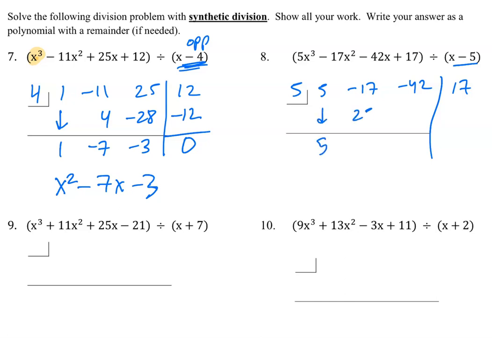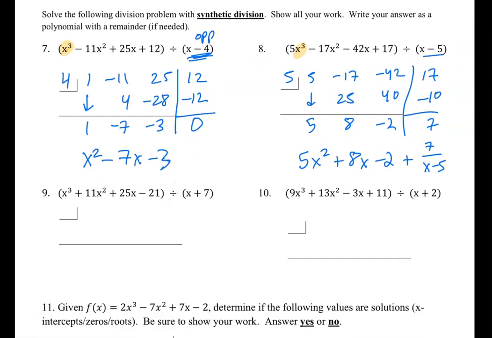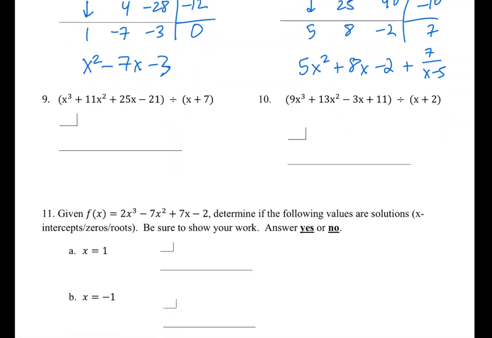Okay, 5 times 5 is 25, that's 8. 8 times 5 is 40, that's -2. -2 times 5 is -10, that's 7. So the way I write this is it started as an x to the third, so I'm going to go 5x squared plus 8x minus 2, and then the remainder is 7 over x minus 5. Okay? Did you guys get that? Are these pretty easy? Okay, good.